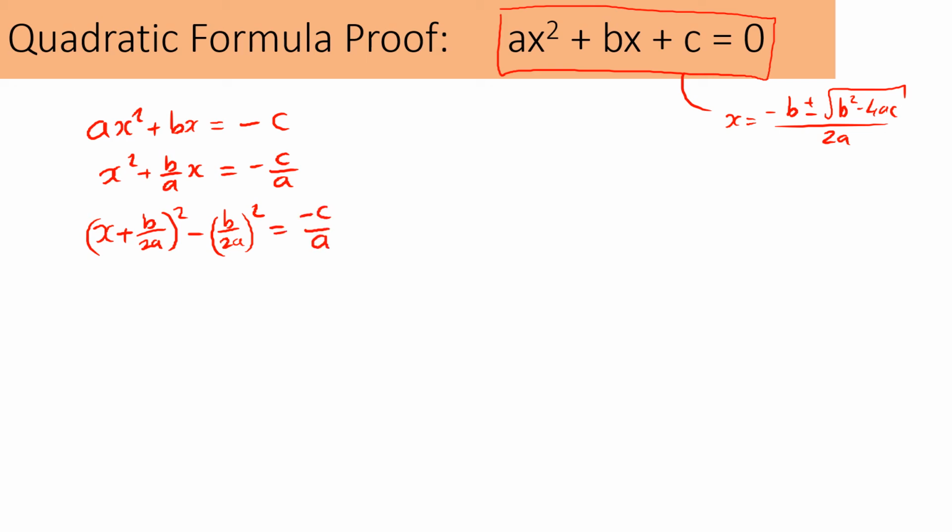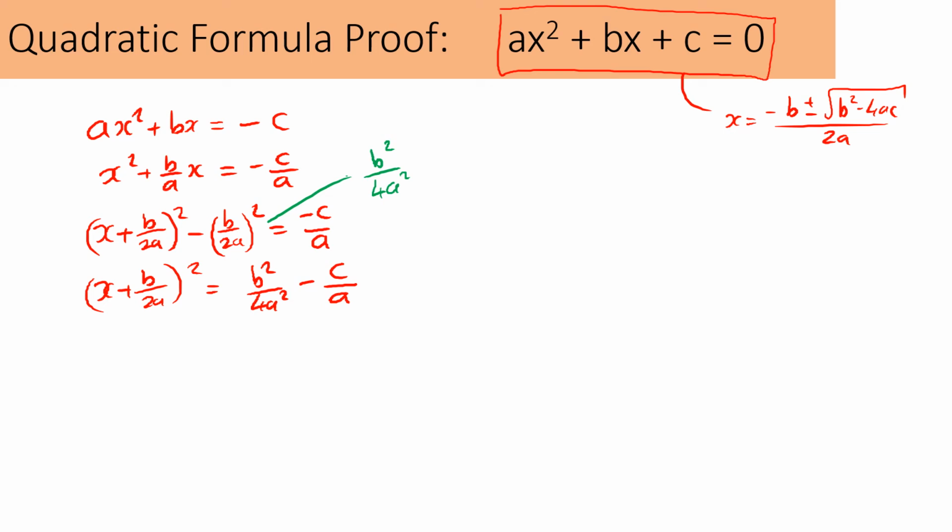What do we do from here? Well, we could work out what this square is. So if you square that fraction, you'll get yourself b squared over 4a squared. And then we could subtract it to the other side. So let's do that. We've got x plus b over 2a all squared equals b squared over 4a squared, because that's positive when we move it across, minus c over a.